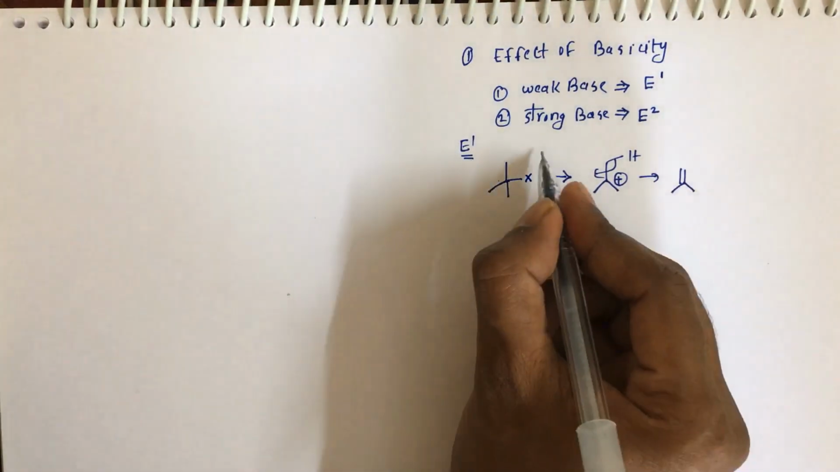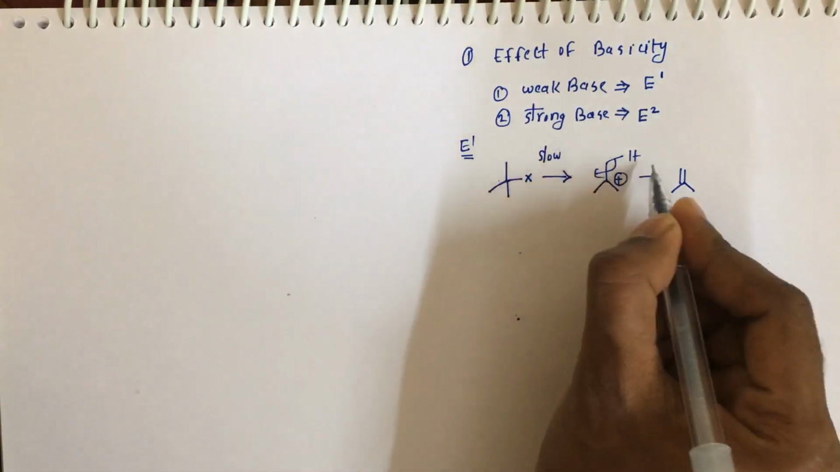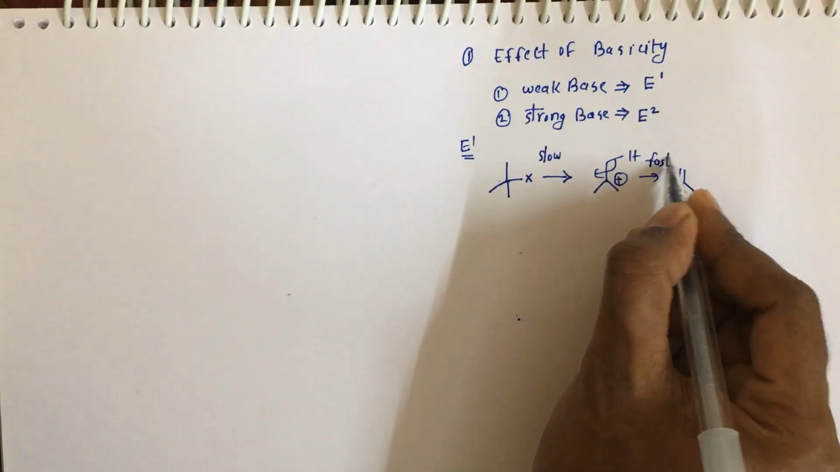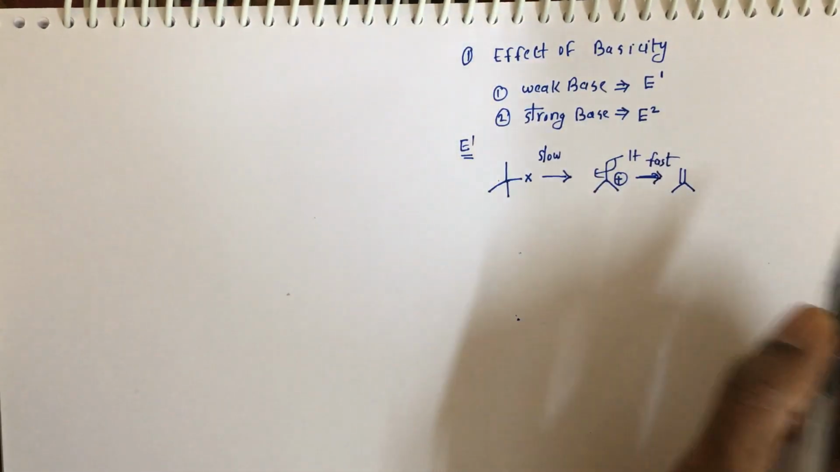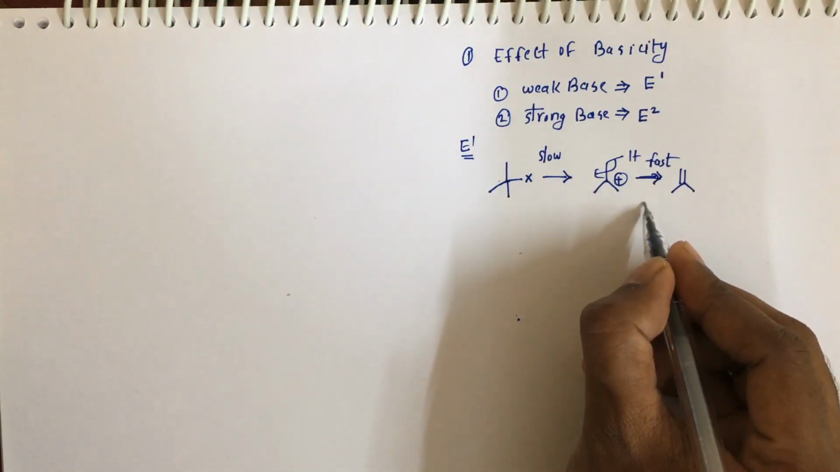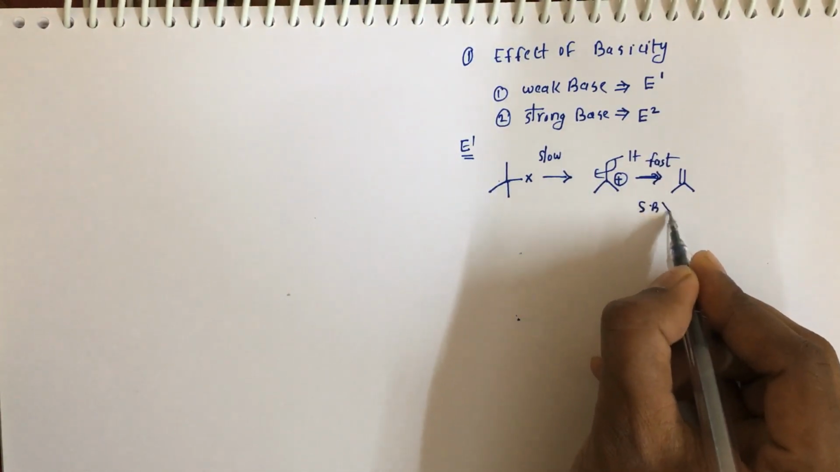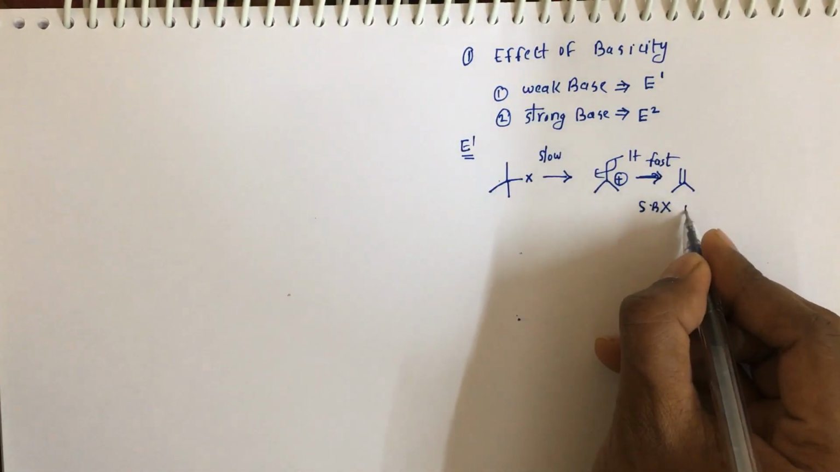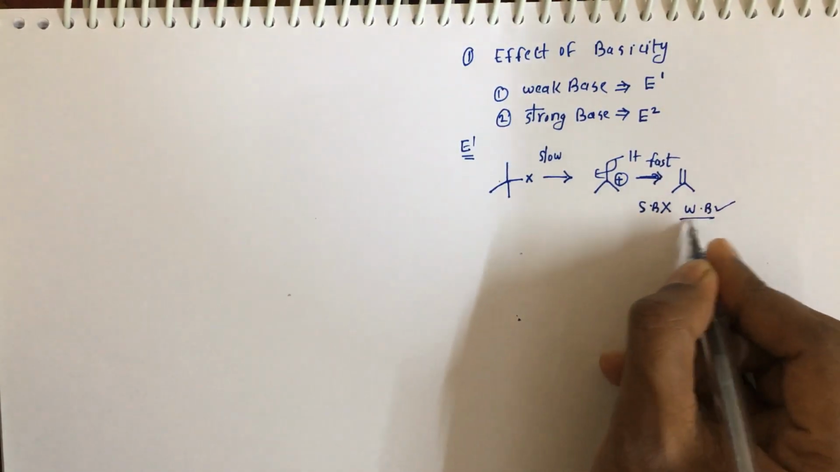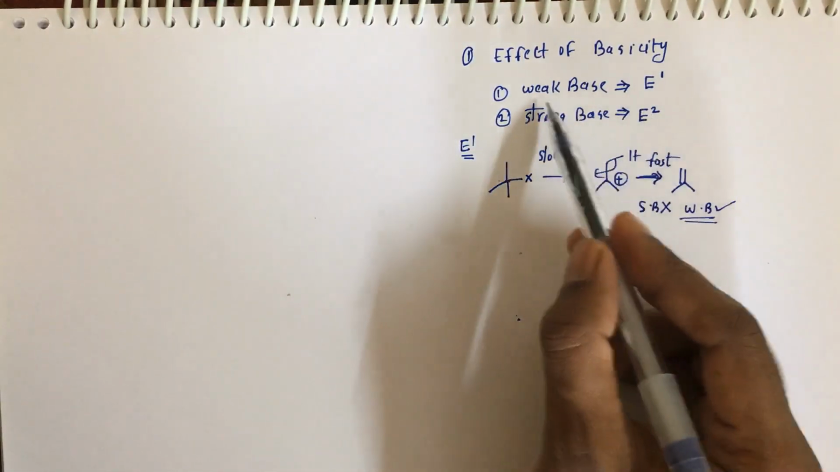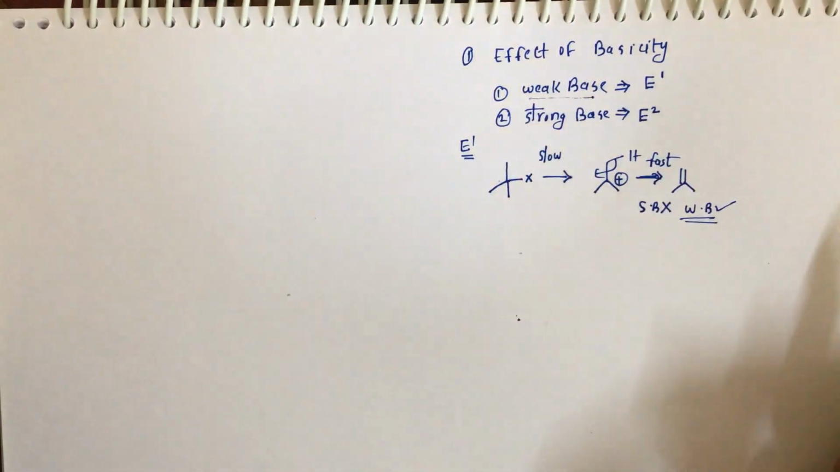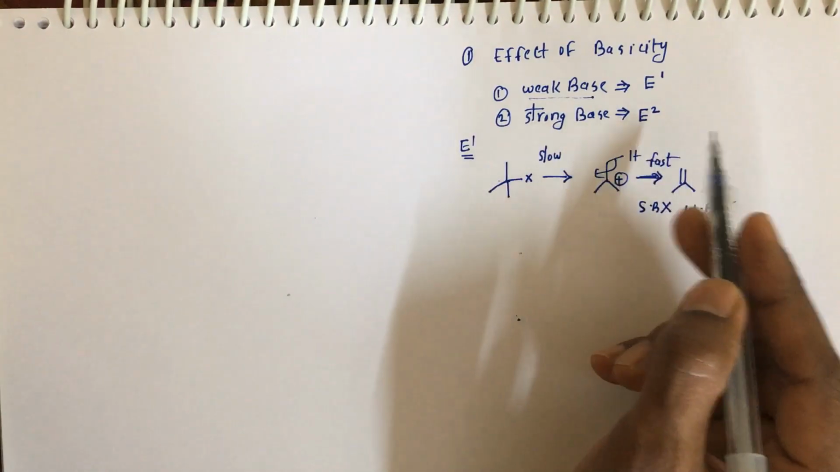Okay, and this is the slow step and this is the fast step. So this step is very fast, so for that we do not need to use a strong base. A weak base is sufficient for this. Under a weak base, E1 elimination takes place. For a strong base, E2 elimination takes place.